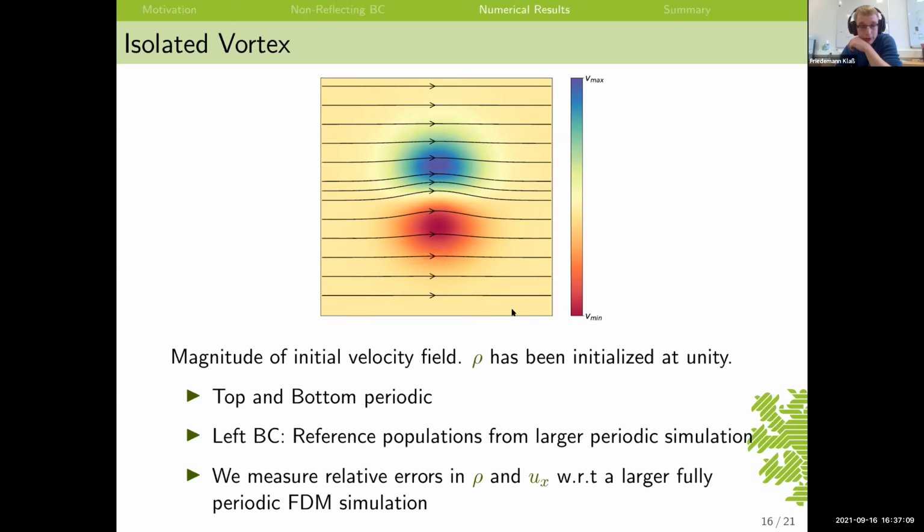Top and bottom boundary conditions are periodic, and at the left-hand side, we apply reference populations from a larger periodic simulation, so that the only real troublesome boundary, so to speak, will be the boundary condition we test at the right-hand side, namely the boundary conditions I just presented a couple of slides before. And we will then proceed to measure the relative errors in the density and streamwise velocity with respect to a larger fully periodic finite difference simulation to judge the accuracy of the boundary conditions.